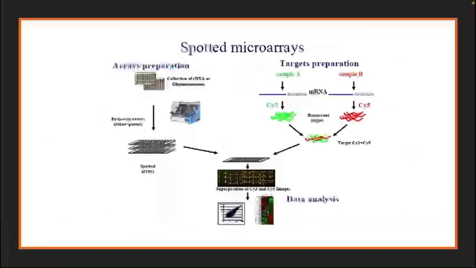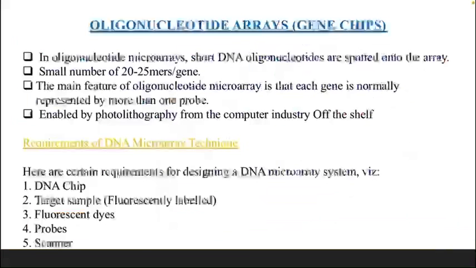fluorescent dyes. Here we are using cyanin 3 and cyanin 5. Cyanin 3 is labeled on the normal samples and cyanin 5 is labeled on defected sample, and these samples are then hybridized in the chip and get imaged. The data is analyzed and then we will come to one conclusion.